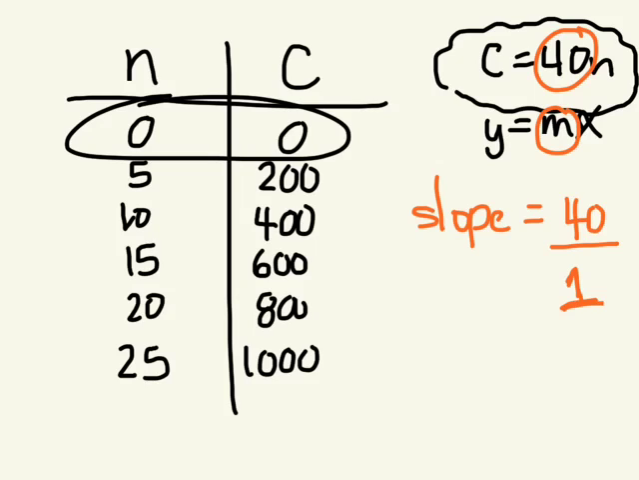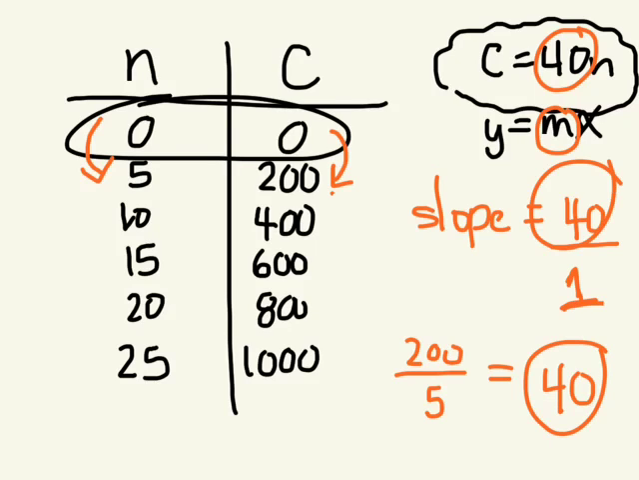What does our table show? Our table shows that it's increasing by how much? 200 for every how many people? What's 200 divided by 5? 40. It's the same thing. It increases by $200 for every 5 people. Remember, you can choose any point on the line. 200 over 5 is the same as 40 over 1.